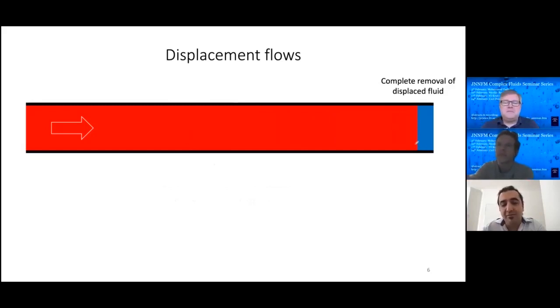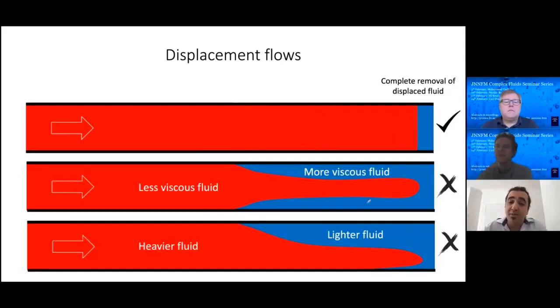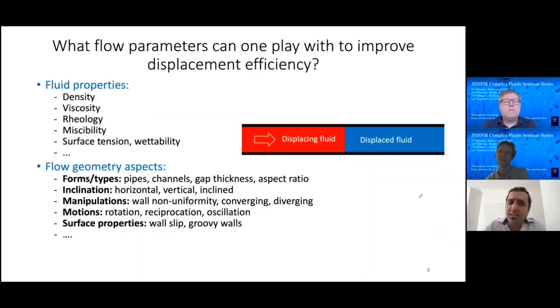And what we have is a variety of interfacial instabilities. I show two examples of what can go wrong. For example, if you have a less viscous fluid displacing a more viscous one, you can have a finger of the displacing fluid in the middle of the displaced fluid. Or if you have a heavier fluid displacing a lighter fluid, you have a slumping pattern. Both cases are failures in terms of displacement, and the displacement efficiency is very low. On the other hand, you can play with some of the flow parameters to enhance the displacement efficiency.